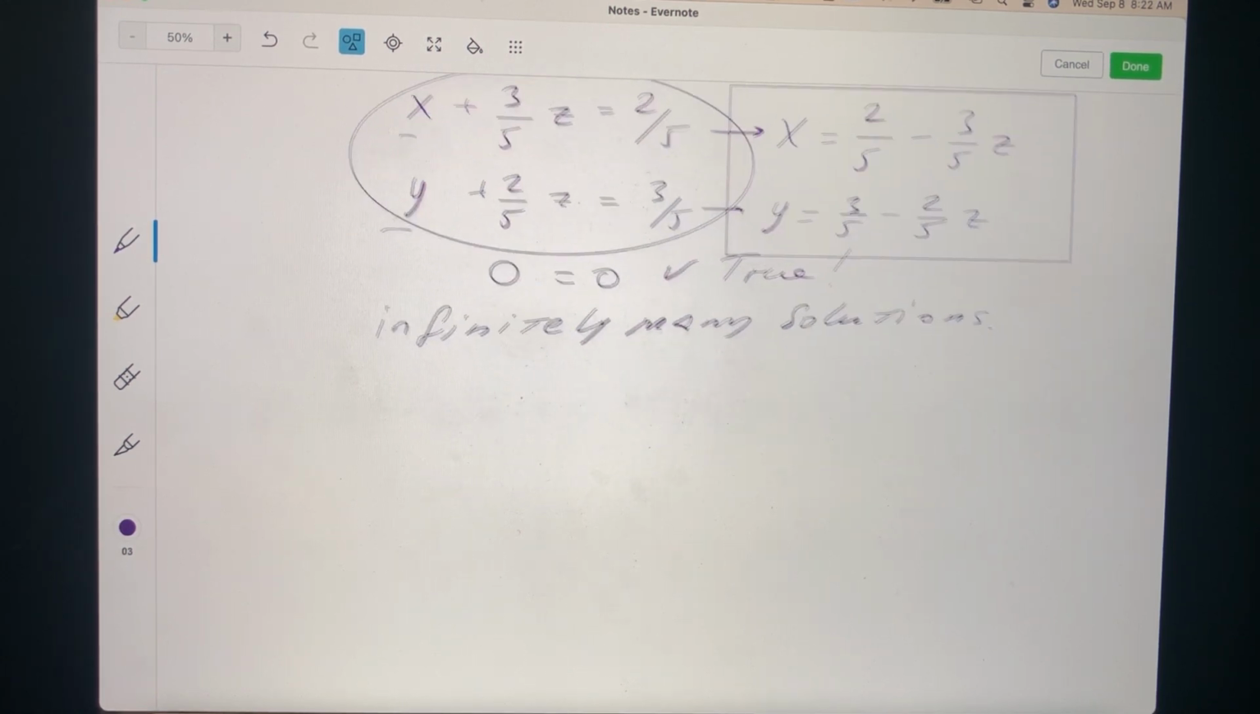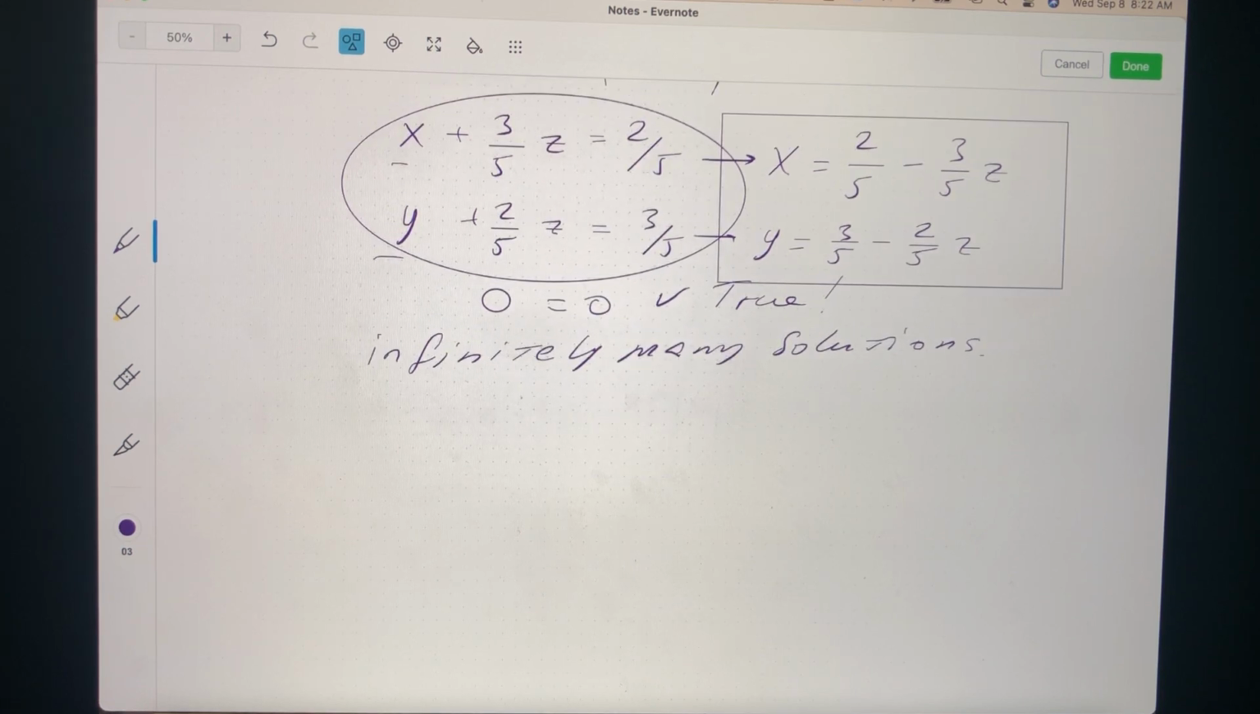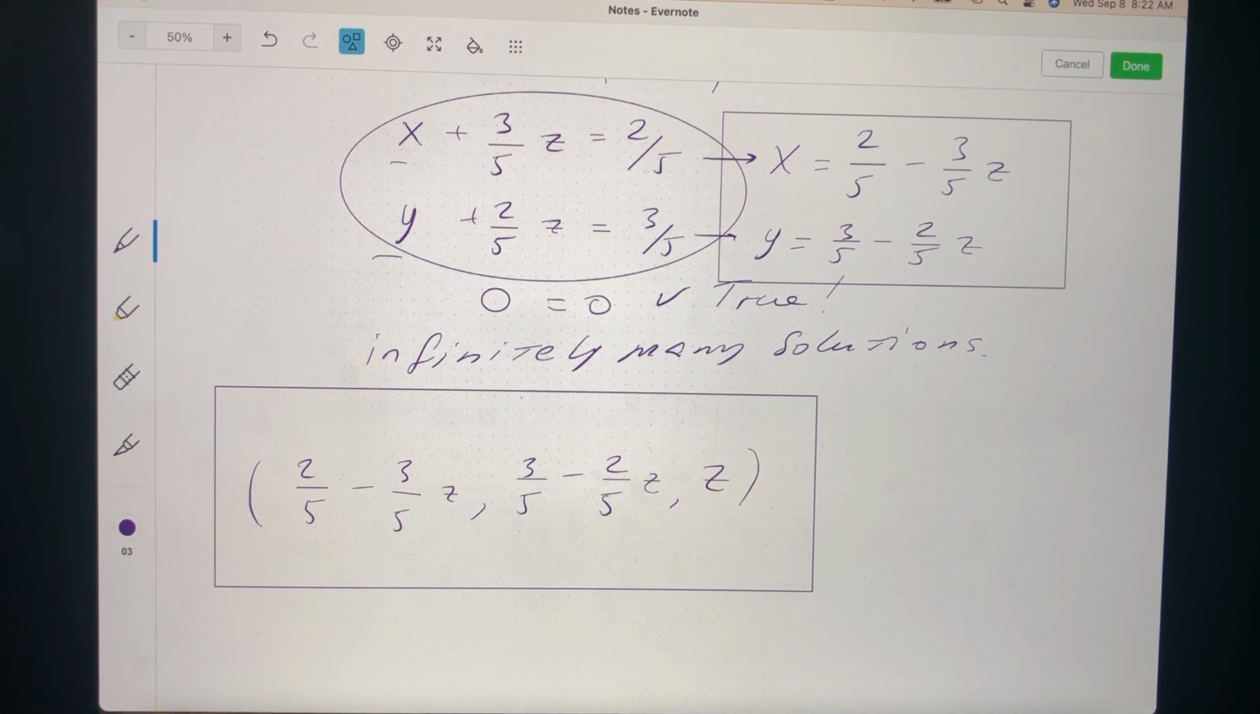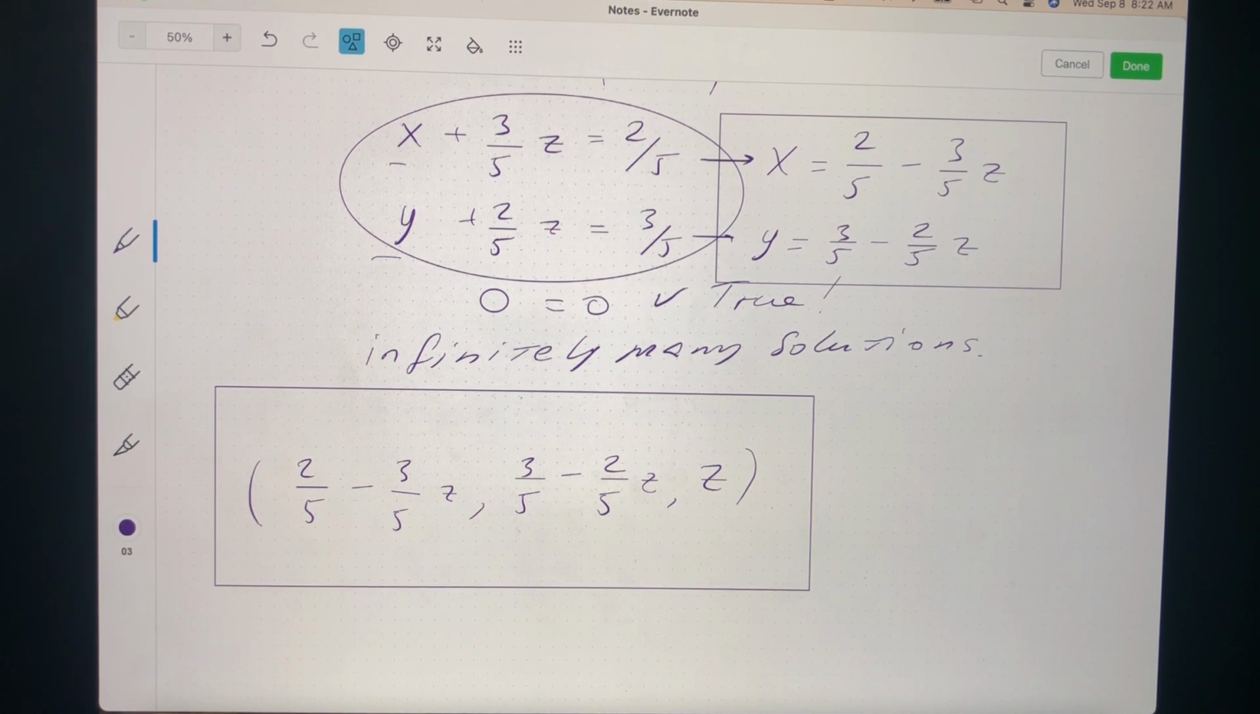The point is x comma y comma z. So we start off x is 2/5 minus 3/5 z. Y is 3/5 minus 2/5 z. And z is just the z. And this is the final answer to the system with infinitely many solutions. And this is how to use the matrices to solve any system that has letters to the first power. And the matrices is by far the easiest and the fastest way to do that.